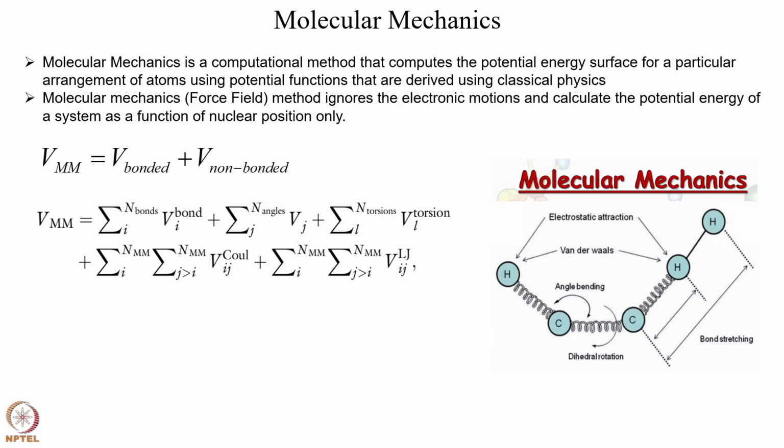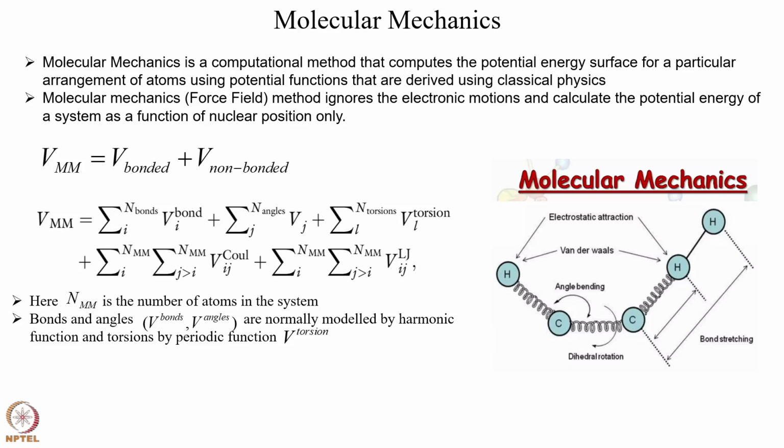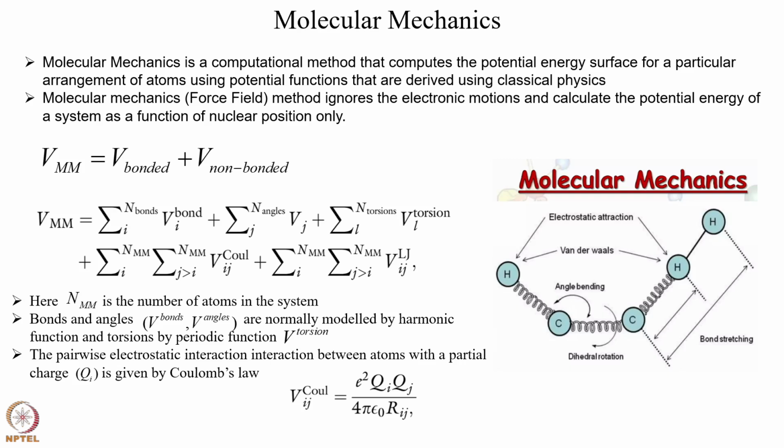Way of describing interaction between two charged particles. Now, here in this equation, Nmm is the number of atoms in the system. Bond angles and bonds are described using the potential modeled by harmonic functions, and torsions by periodic functions. We are going to come into more detail of it. The pairwise interaction between the atoms with a partial charge is described by the classical Coulomb law, where Rij is the atomic distance.